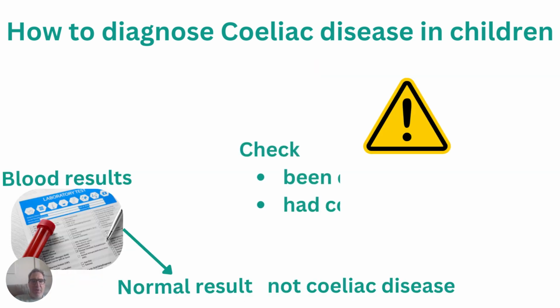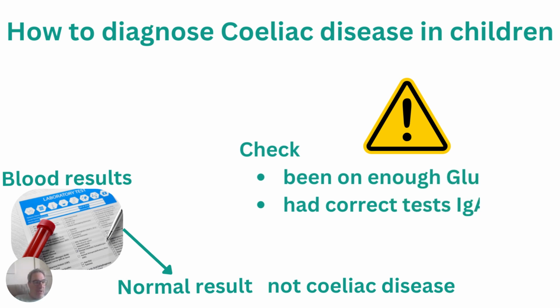Once we get the blood results back, we may find that they're normal. Now, that would usually mean that you don't have celiac disease, but of course there's caveats and things to remember. It's important to always be on gluten throughout this process. If you're not on gluten, then there is a possibility that you could have a false negative result. Again, also the importance of checking for the immunoglobulin A test being performed as well is crucial.